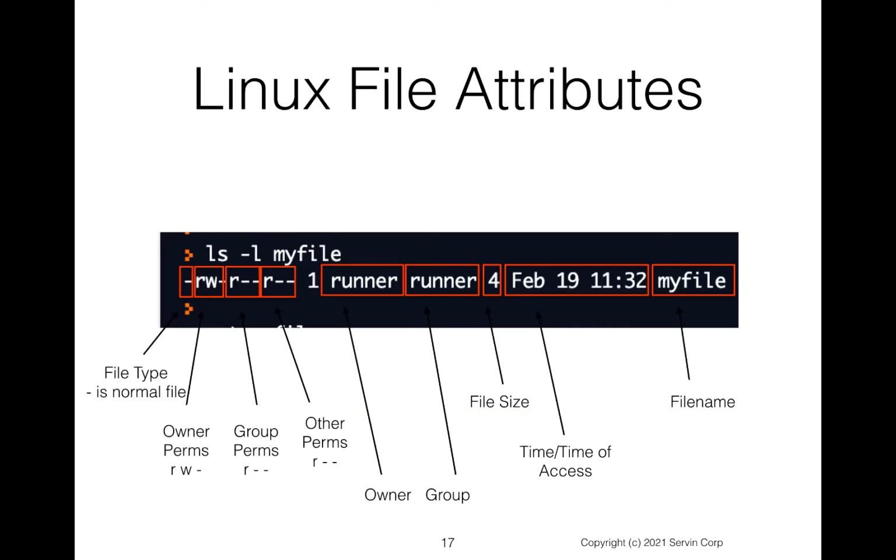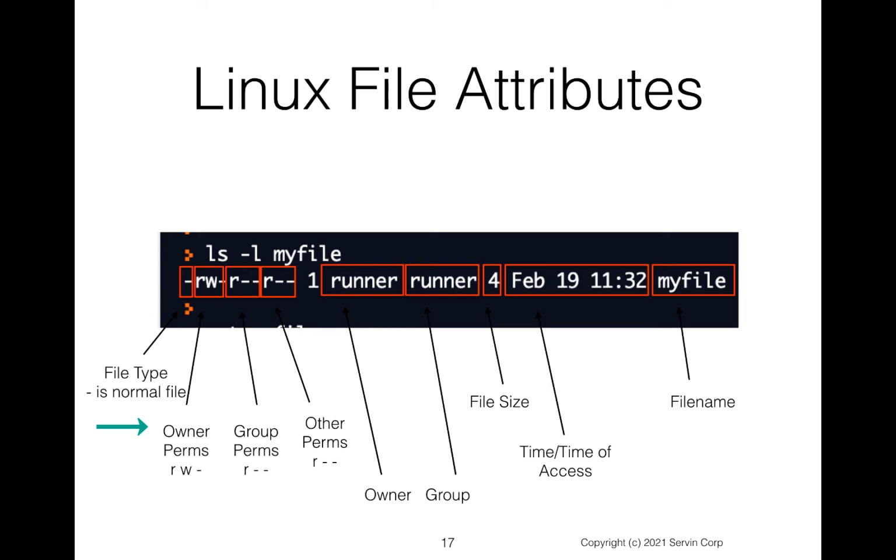Now, when I do the ls -l for long listing, it shows us what are called the file attributes. And I want you to notice the very first attribute on the left is the file type. And if it's a dash there, it means it's a normal file. So here we have just a normal file. The next 3 sections show the owner, the group, and other. And these are the permissions.